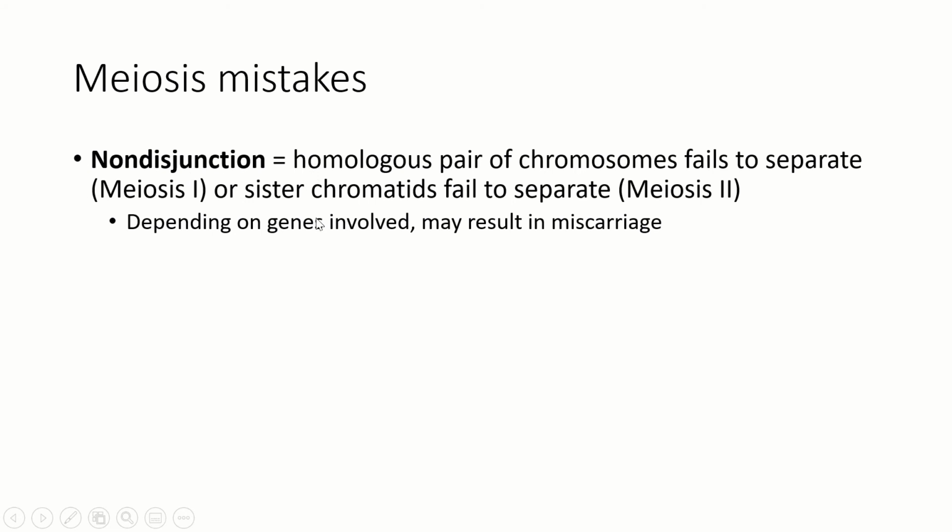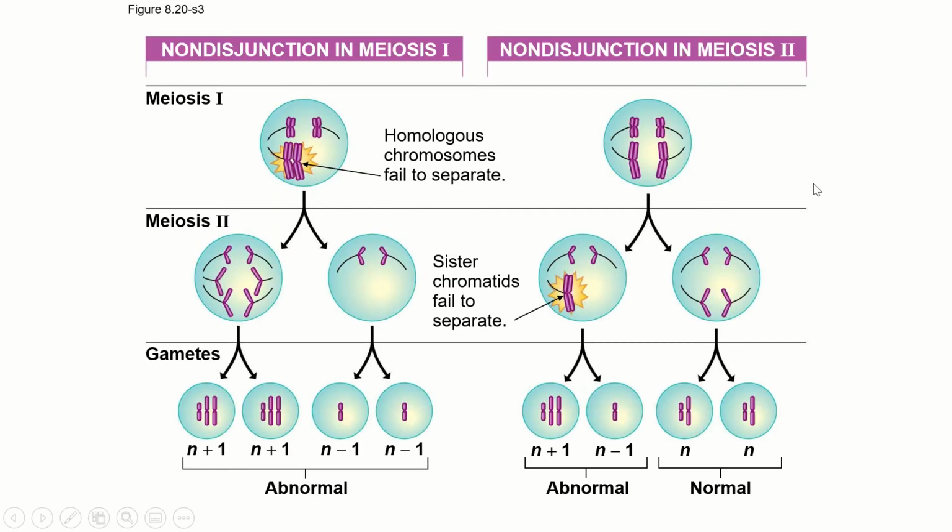And this can happen either in meiosis 1 with the homologous pair not separating correctly, or in meiosis 2 with the sister chromatids not separating correctly. Either way, we end up with cells that don't have the right number of chromosomes in them. If this happens on some chromosomes, it will be fatal to the embryo and it will result in a miscarriage. But there are some forms of nondisjunction that can produce surviving offspring.